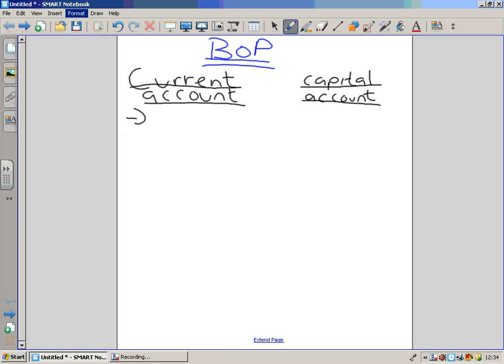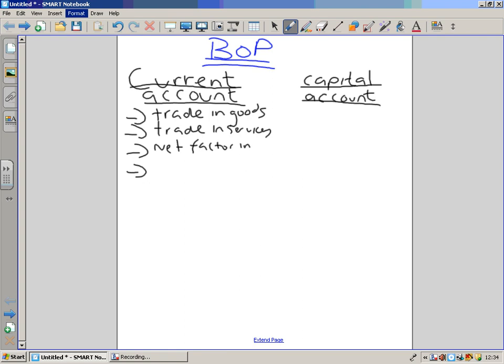There are 4 components to the current account. We have trading goods, we have trade in services, we have net factor income, and we have current transfers. Let's very quickly talk about these 4 different components and what they mean then.